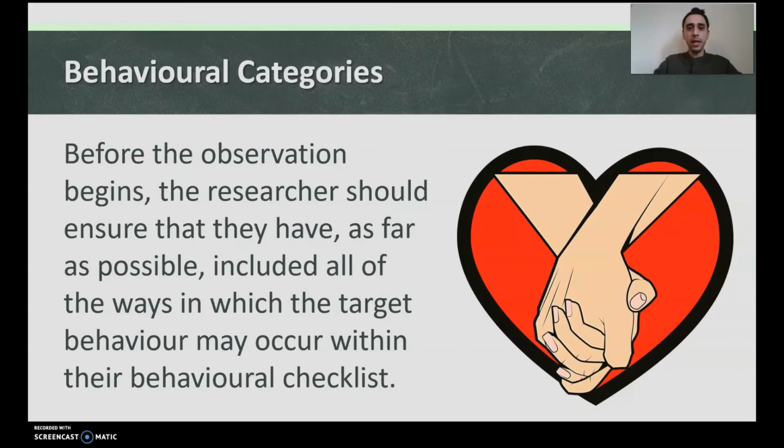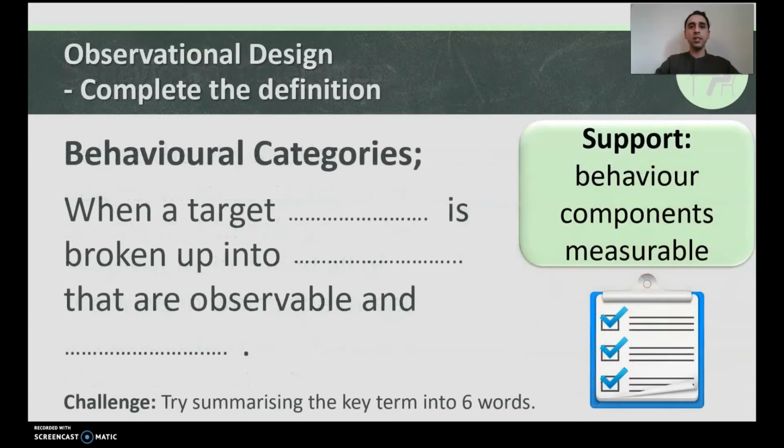Before the observation begins, the researcher should ensure that they have, as far as possible, included all of the ways in which the target behavior may occur within their behavioral checklist. Okay, try and think about all the different types of behaviors, and therefore you've got it all in your categories.